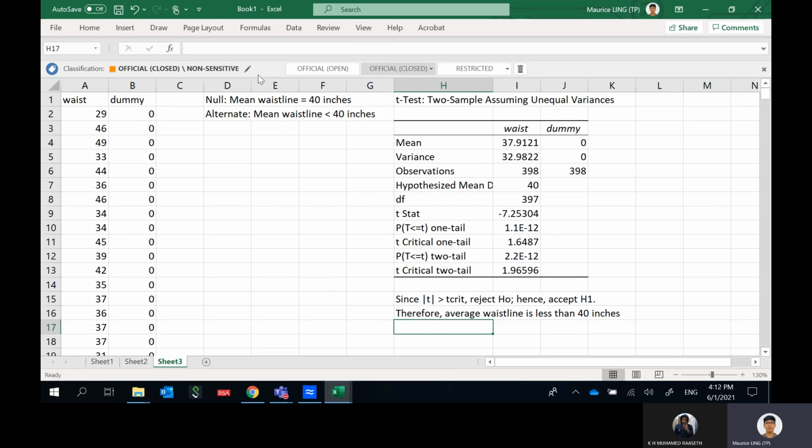So whether you accept or reject the null hypothesis using the p-value or t-value is extremely critical. Don't make this mistake. Whether you accept or reject the null hypothesis using either the p-value or the critical value, make sure you don't make a mistake here. Not just for your diploma, but if you want to go to uni, it's the same thing.